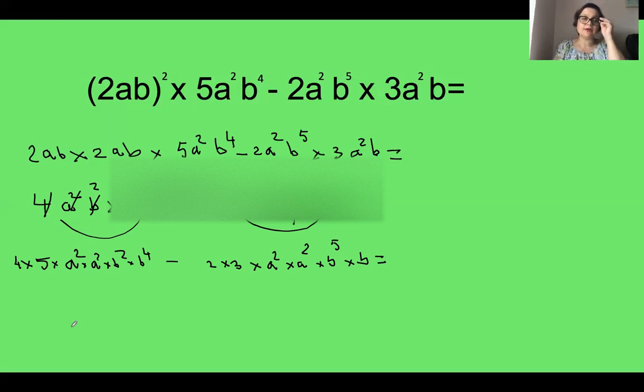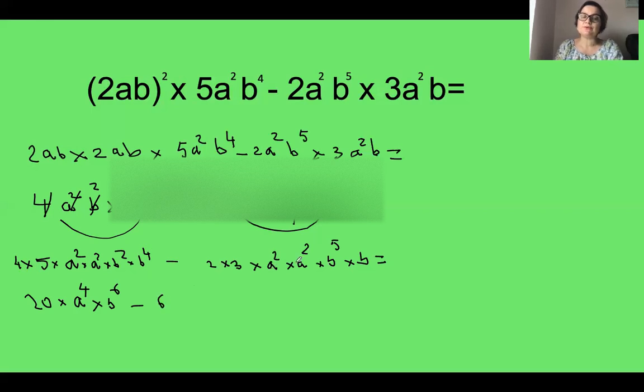And now we come to the multiplication. Now 4 times 5 is 20. A to the power of 2 times a to the power of 2, we add the powers. So this one becomes a to the power of 4. B to the power of 2 times b to the power of 4, again, we add the powers, and this bit becomes b to the power of 6. 2 plus 4, 6. Take away. 2 times 3 is 6.